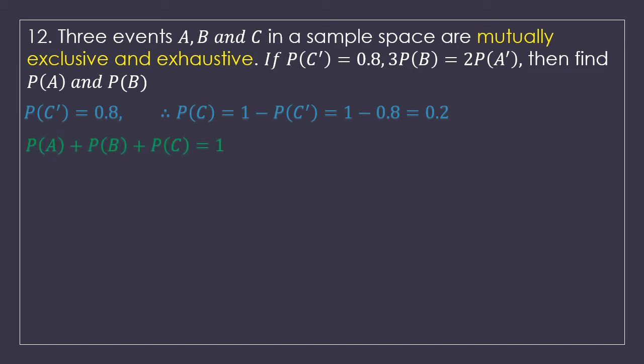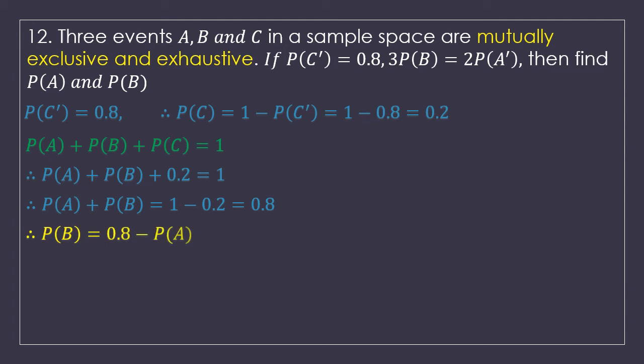Of course, remember this kind of thing, you have to use it when we are doing the exercise of the same concept. I am going to replace P(C) with 0.2, and so what I will get is 1 minus 0.2, that is 0.8. Now 3P(B) is equal to 2P(A dash) is there. With my current equation P(A) plus P(B) is equal to 0.8, I am going to change the side of P(A) and I will get P(B) is equal to 0.8 minus P(A). This is my equation number 1, so remember this equation properly.